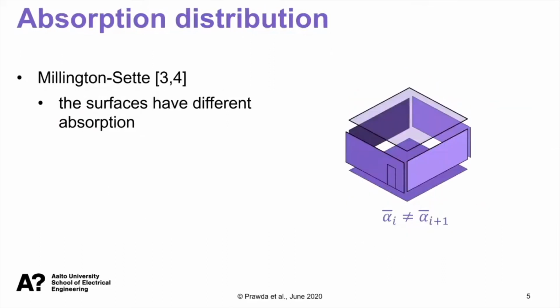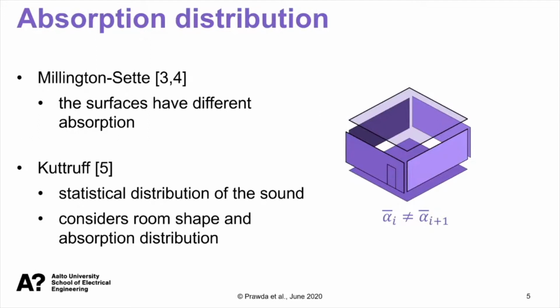So to address this, Millington and Sette came up with their own formula, which does not assume that all the surfaces have the same absorption. It works well for rooms with surfaces that have different absorption. And further improvement was done by Kuttruff, who assumed statistical distribution of the sound in a room and also took into consideration the room's shape and absorption distribution.